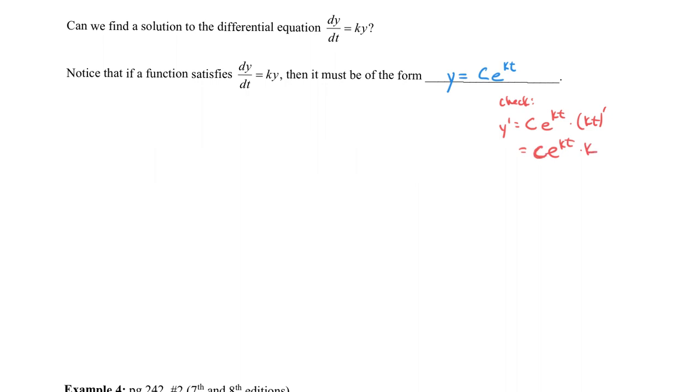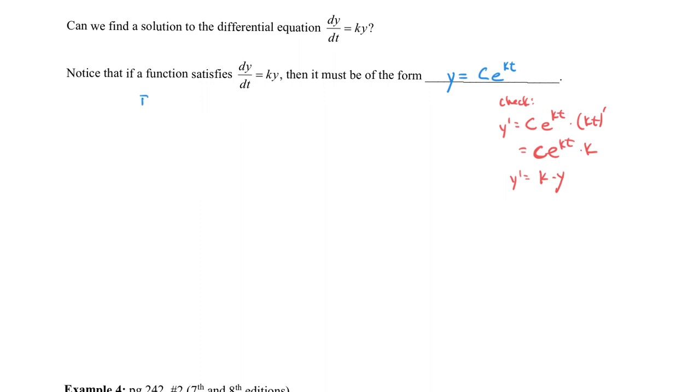And let's see if that works up here, because this says y prime equals k times y. Here's y right there, right? That's y. So this is saying y prime equals k times y. We just found out that y prime equals k times y, so this is a solution to this differential equation.